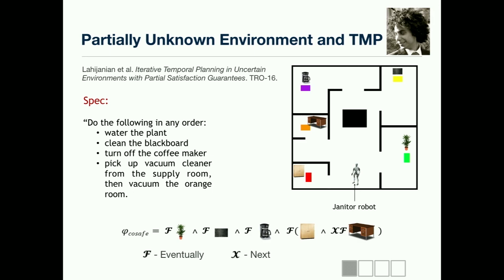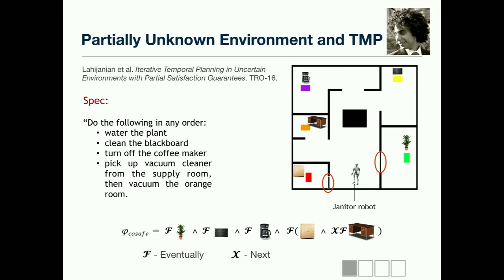So suppose you had a specification, you had your janitor robot, you wanted this robot to water the plant, to clean the blackboard, to turn off the coffee maker, to pick up the vacuum cleaner from the supply room and vacuum the orange room. Everything is fine, you know how to solve this problem, but suppose this robot goes around and some doors are closed. Then what do you do? Do you give up?